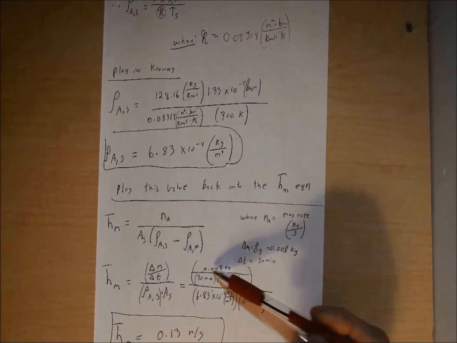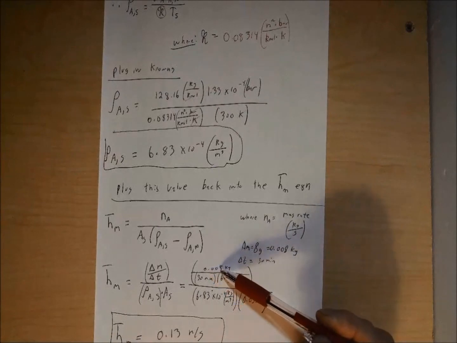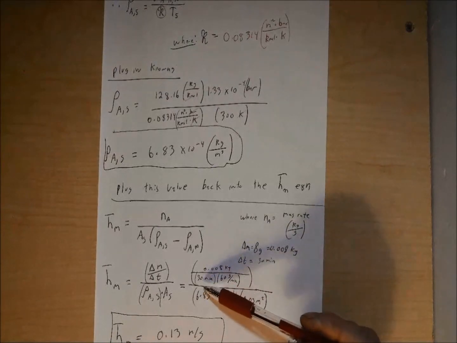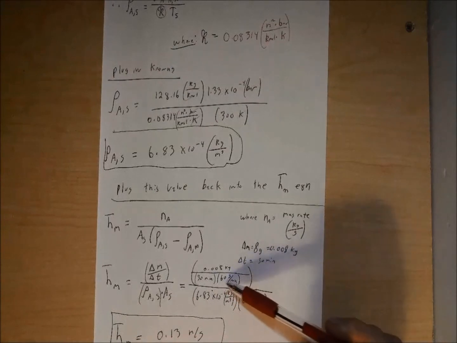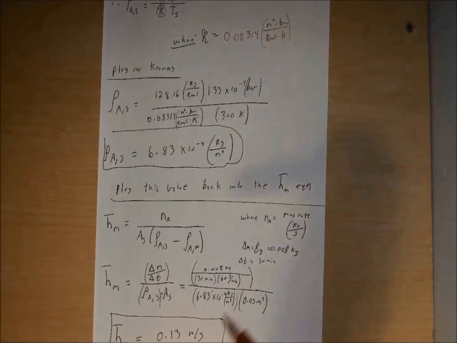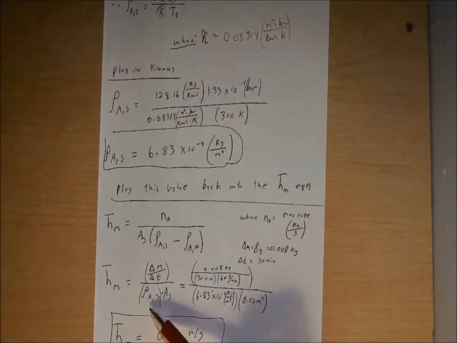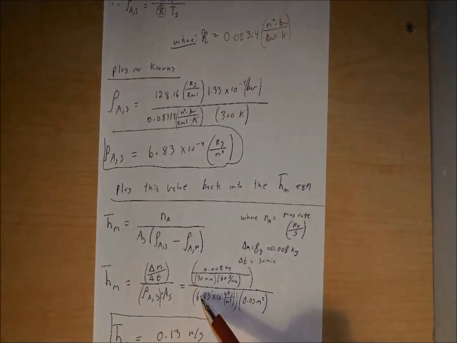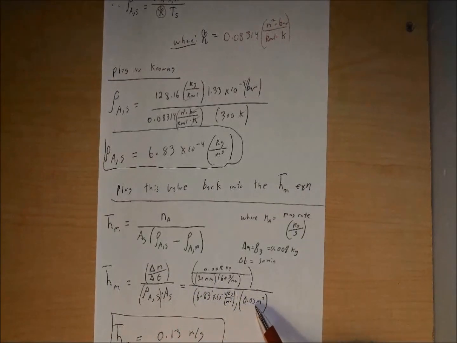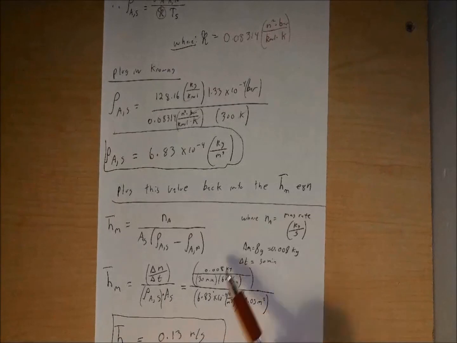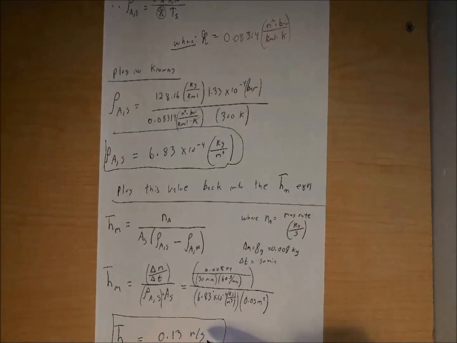Plug in our known values. Our delta m is equal to 0.008 kilograms. Our delta t is 30 minutes. Convert this now down to seconds, so 60 seconds per minute. Do our unit conversion. Times our rho sub A comma S that we've just solved for above, 6.83 times 10 to the negative 4th kilograms per meter cubed. And our A sub S for our problem here is 0.05 meters squared. Do out our unit analysis, and we end up in meters per second. So our h sub m is equal to 0.13 meters per second.